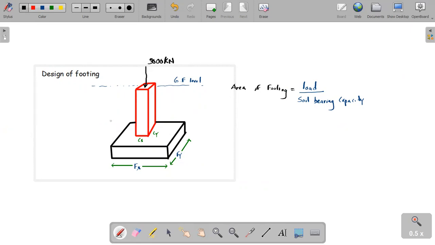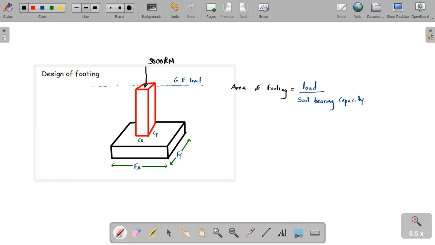Then you may have a question: how can we find this total load? I will discuss how to calculate the total design load of a column in another video. As an example, I will take this load as 3000 kilonewton. This is the load. And we need the soil bearing capacity.